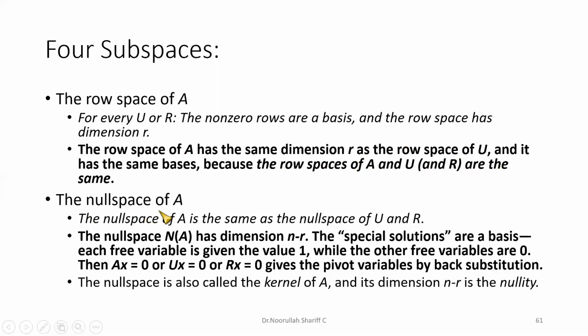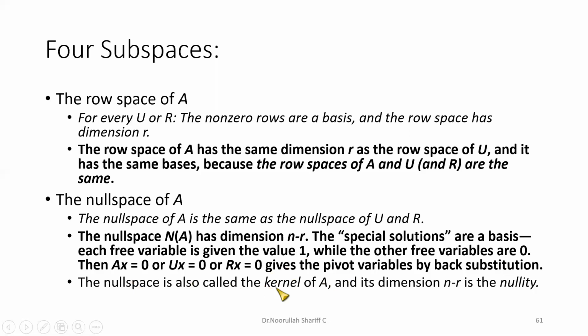The next one is the null space of A. The null space of A is the same as the null space of U and R again. The null space has dimension n minus r. The special solutions are the basis for this, where we give each free variable the value 1 and the other free variables 0, and then solve Ax equal to 0, Ux equal to 0, or Rx equal to 0, any one of the 3, and that gives us the pivot variables by back substitution.